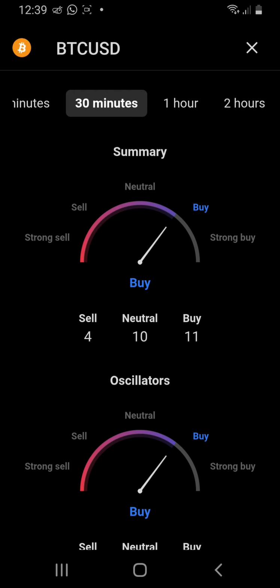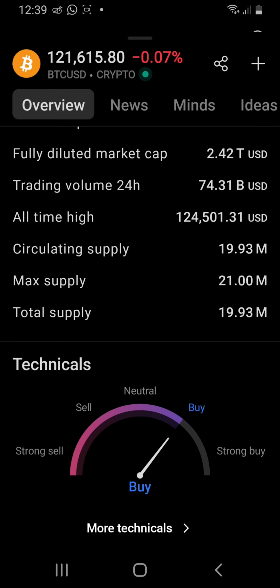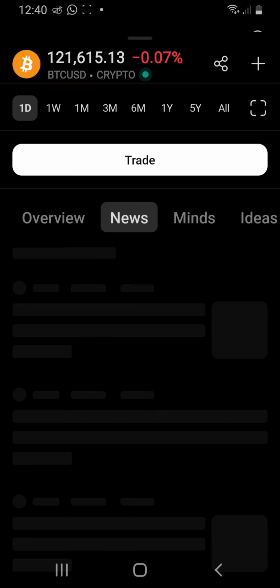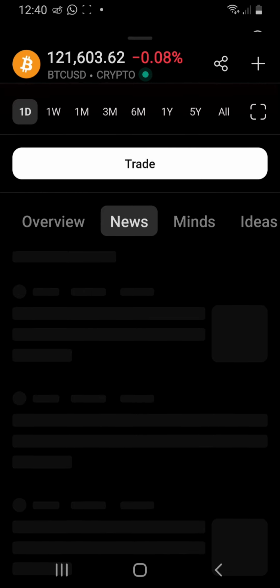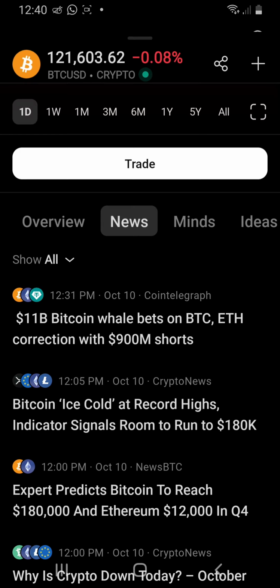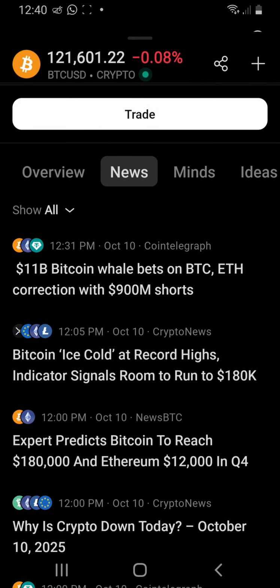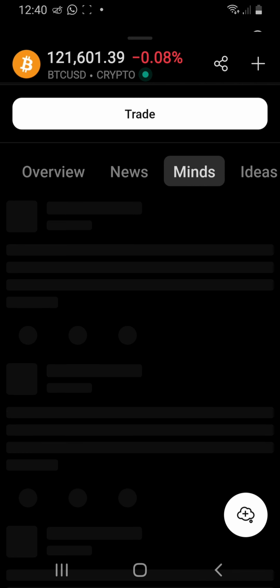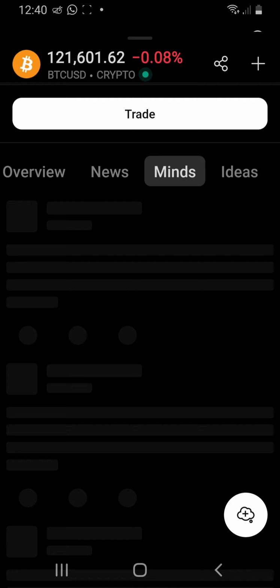30 minutes, 15 minutes. So all these things are important in trading. Before you take a trade, before you do your analysis, you have to come and check here whether there is news or overview for it. You can check only the coin that you are trading. You can check its news, you see BTC news, and minds. What we call minds are different ideas for BTC, you can check them here. So you can check minds and you can check ideas here.